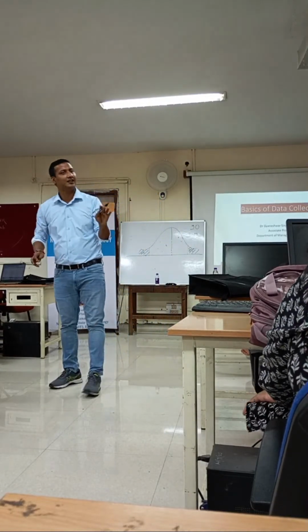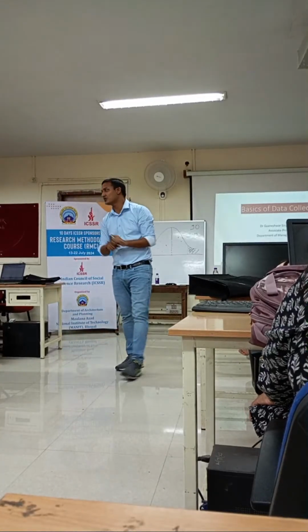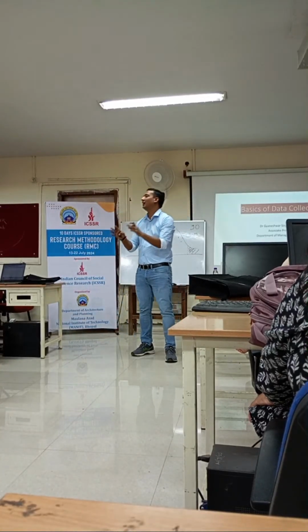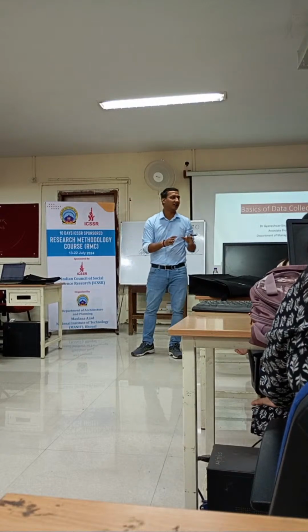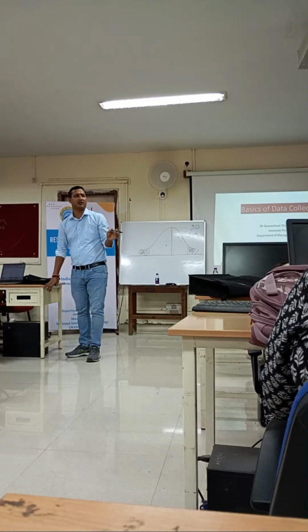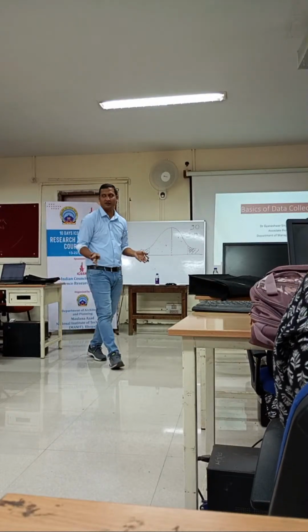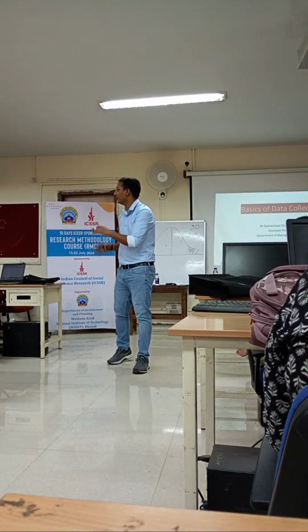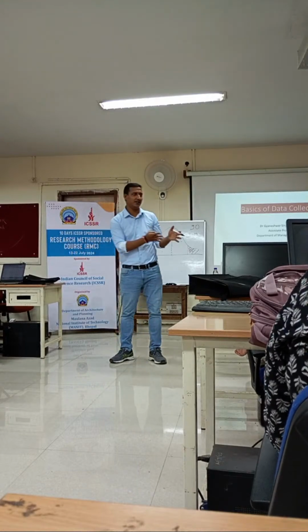There are three possible answers to any research question, and a hypothesis is the tentative answer to the research question. There may be no relation, or there may be a relation. When there is a relation, that is the alternate. When there is no relation, it is the null.